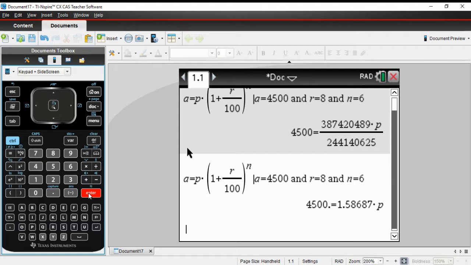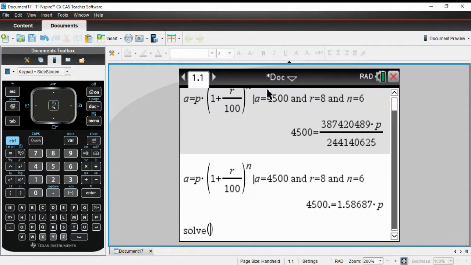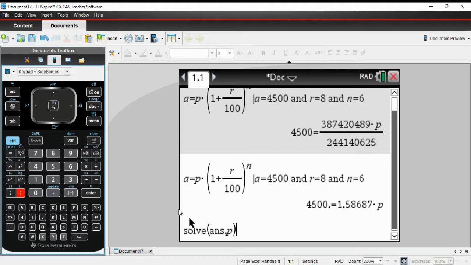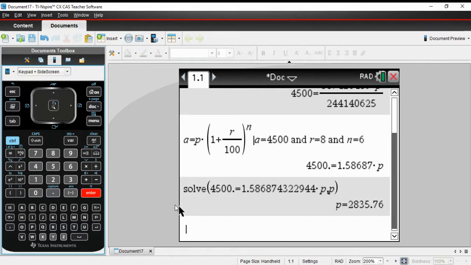So we're going back a couple of videos and we're going to use our solve function. So we go menu, 3 for algebra, 1 for solve. And I now type in ANS. This ANS gives me this previous answer. And then I put my cursor back here, put in a comma, bottom left-hand corner of your calculator screen, and I put in my P, then I close the brackets. So I'm solving for the answer in terms of P, which means rearranging the formula to find my P value. And I hit enter.